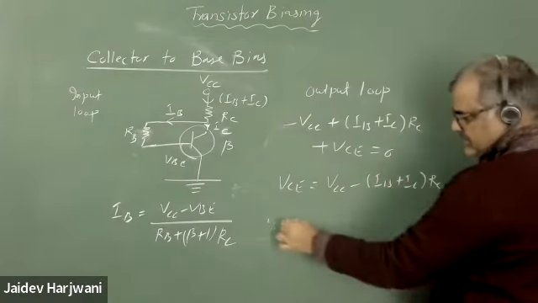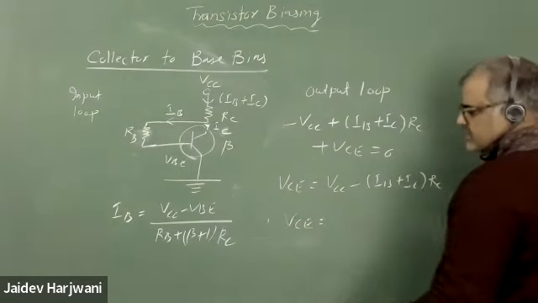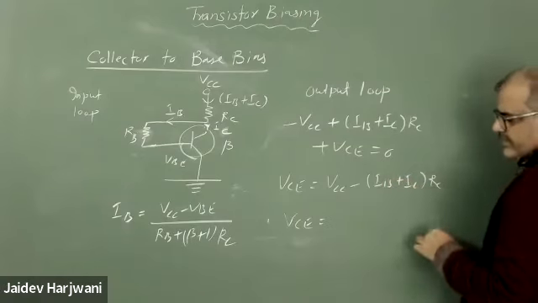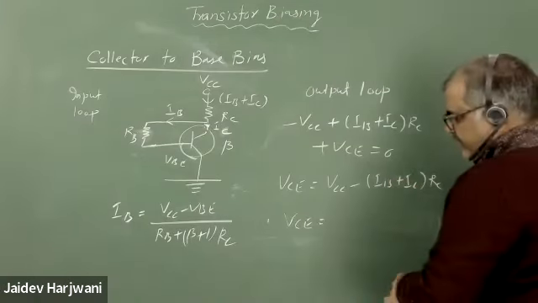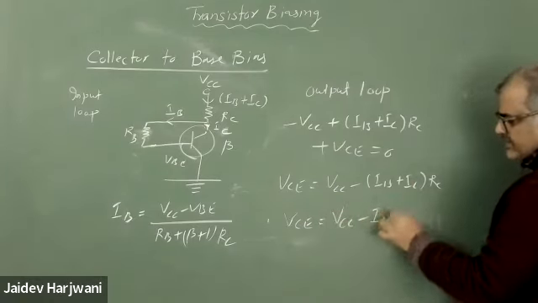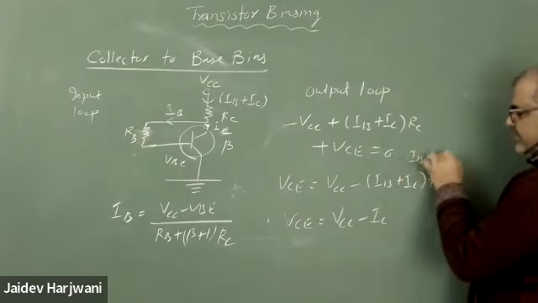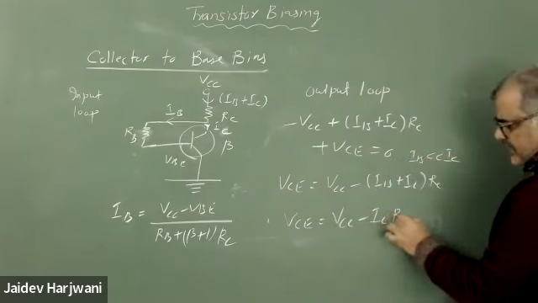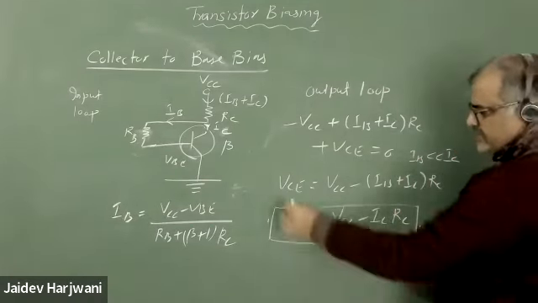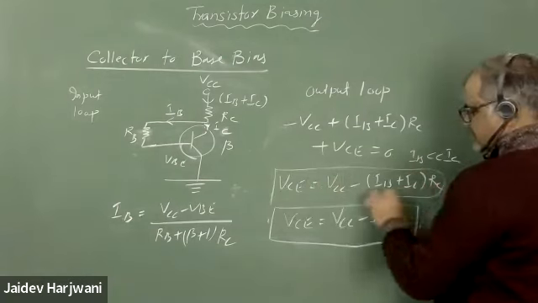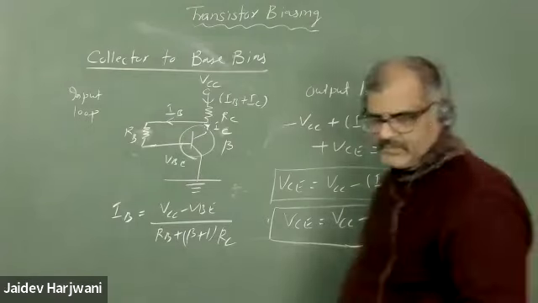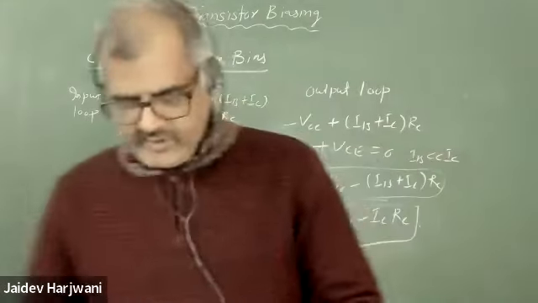Now this equation will remain unchanged because IB is negligible compared to IC. IB will be in microamperes, this will be in milliamperes. For exact calculation you do it like this, but for practical purposes you can always neglect IB compared to IC, so your output loop equation remains the same as earlier. Or for exact calculation, you can put this equation also. And the remaining calculations are the same.